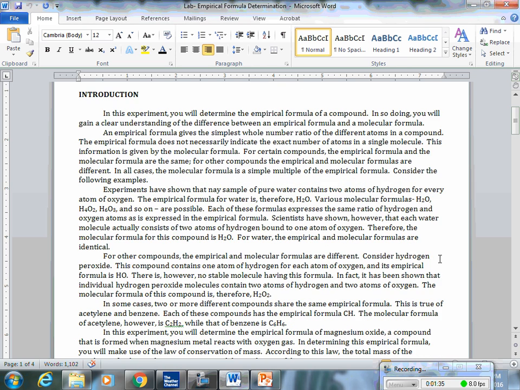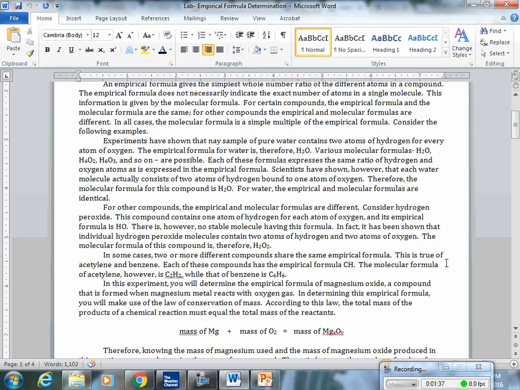In other compounds, however, the empirical and molecular formula are different. For example, let's take a look at hydrogen peroxide. Hydrogen peroxide has the molecular formula of H2O2. Therefore, the empirical formula would be HO.